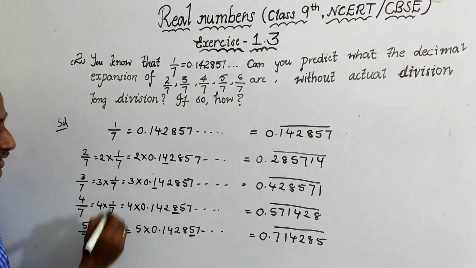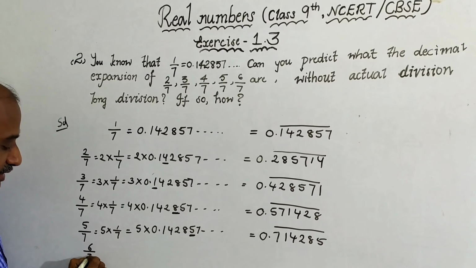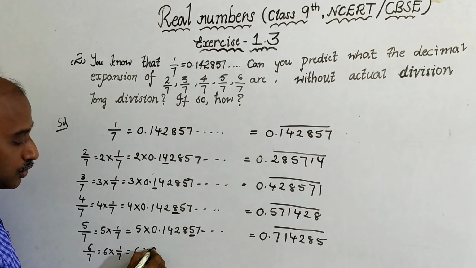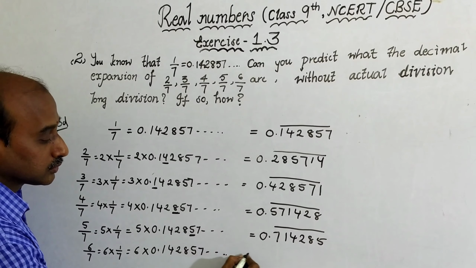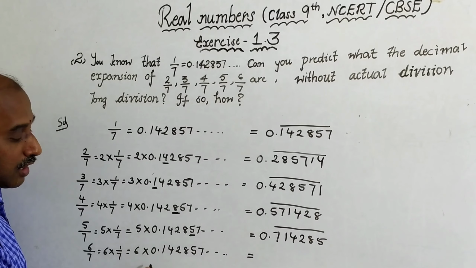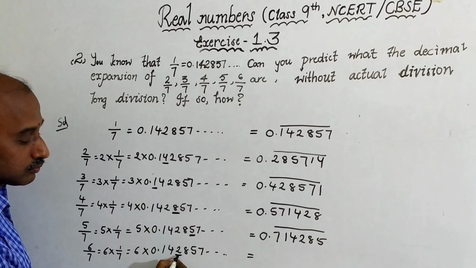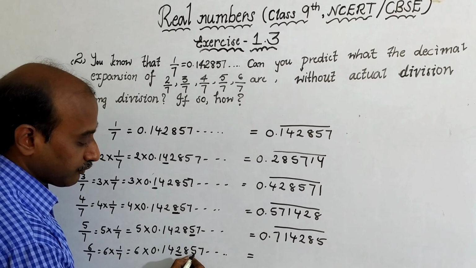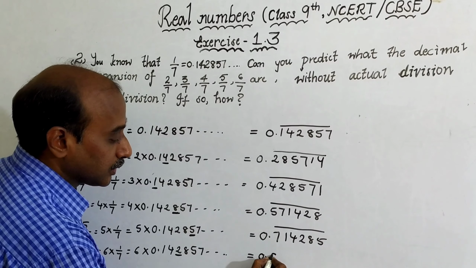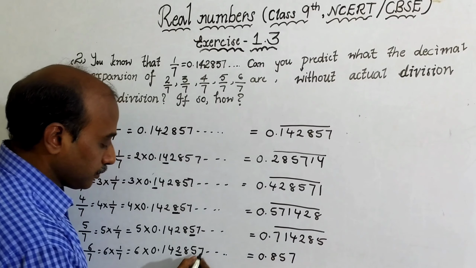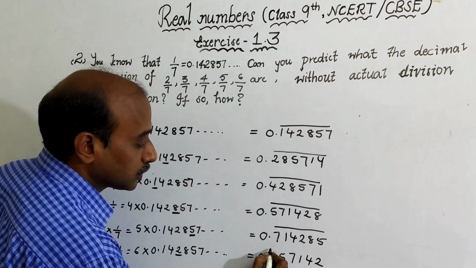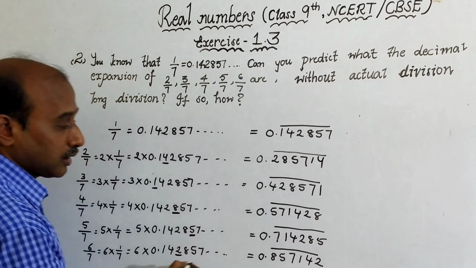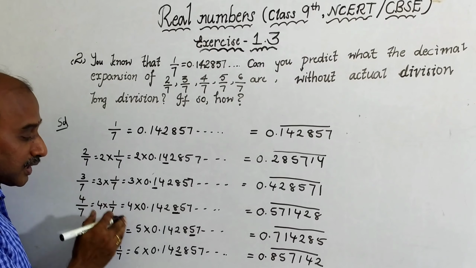Now lastly, 6 by 7. 6 into 1 by 7, 6 into 0.142857 and so on. This 6 7s are 42, last digit is 2. So what is after 2? 857. So 0.857, come to first: 142. Take the bar.